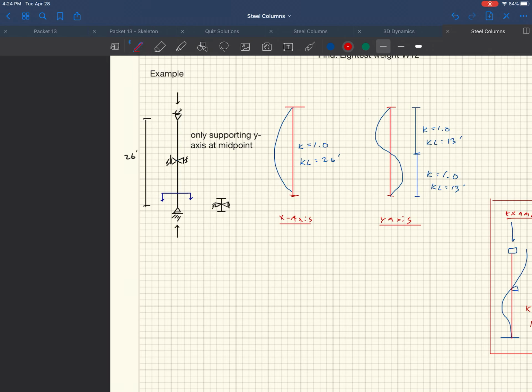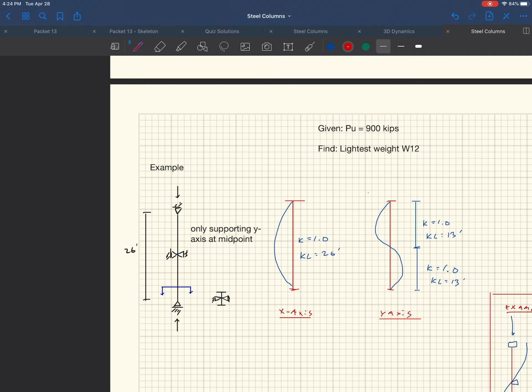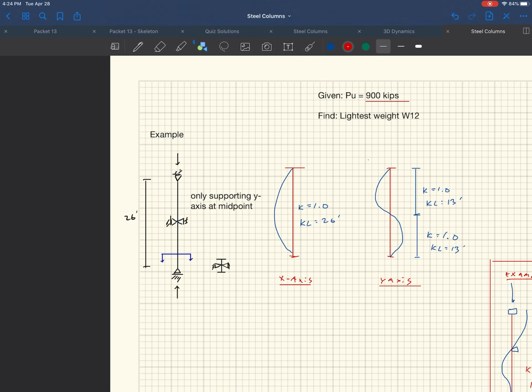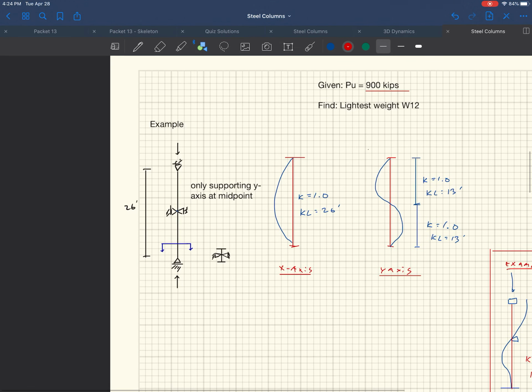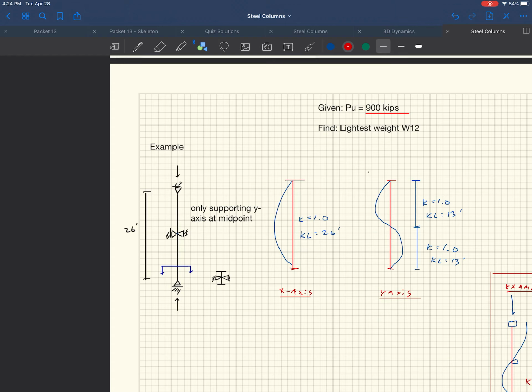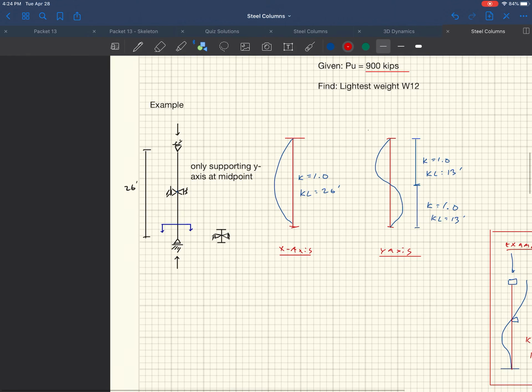Anyways, you've got the K's, the L's, and the KLs, and so we can start this design. It gives us a PU of 900 kips. It's a lot of kips, 900,000 pounds. But we're going to pick the lightest weight W12 to work right here. This has already been factored because the PU is given to us.